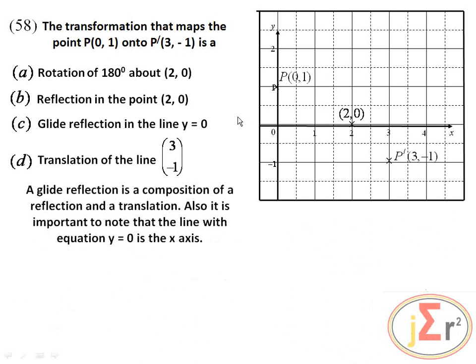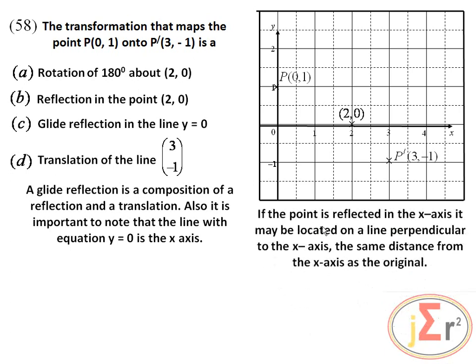A glide reflection is a composition. As a matter of fact, we are looking at option C. A glide reflection is a composition of a reflection and a translation. Also, it is important to note that the line with equation y = 0 is the x-axis. The line with the equation y = 0 is the x-axis. And a glide reflection is a composition of a reflection and a translation.